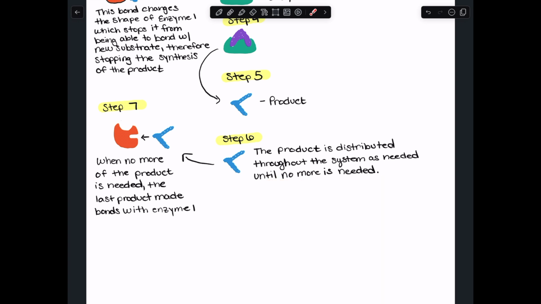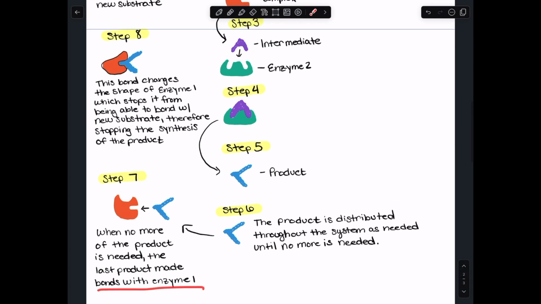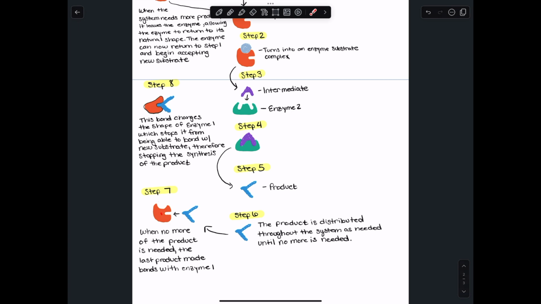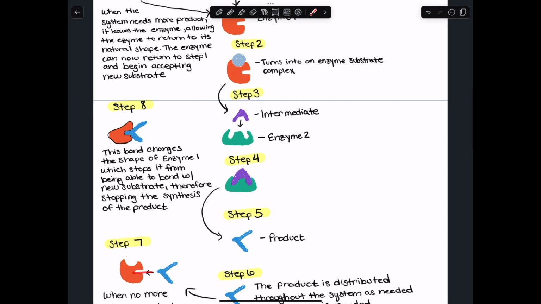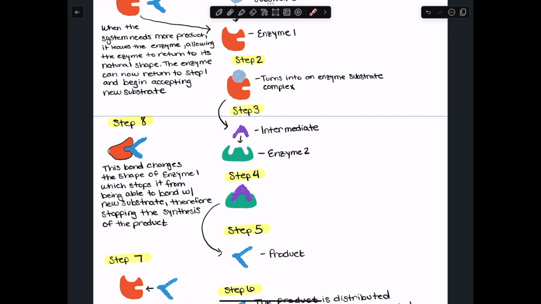Now we're on step 7. When no more of the product is needed, the last product made bonds with enzyme 1. So here we have enzyme 1, and our product bonds with it. And when this happens here in step 8, this bond changes the shape of enzyme 1, which stops it from being able to bond with new substrate, therefore stopping the synthesis of the product. So there's no more product needed in our body. So this product is just kind of hanging out with nowhere to go.